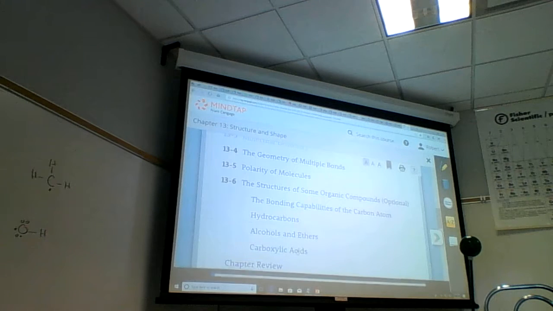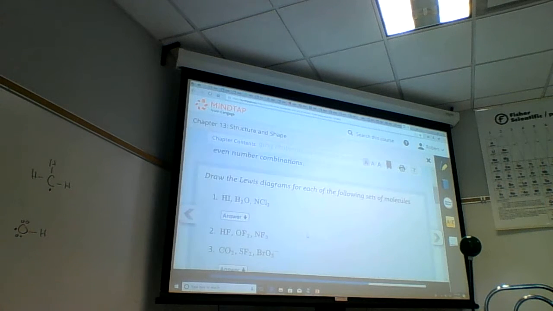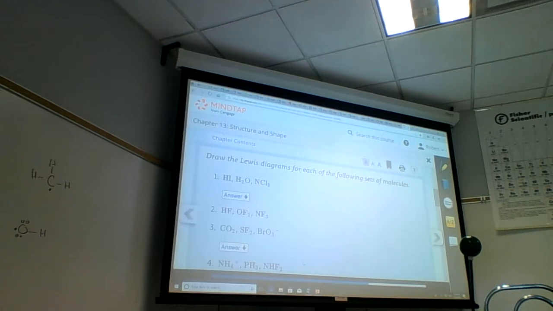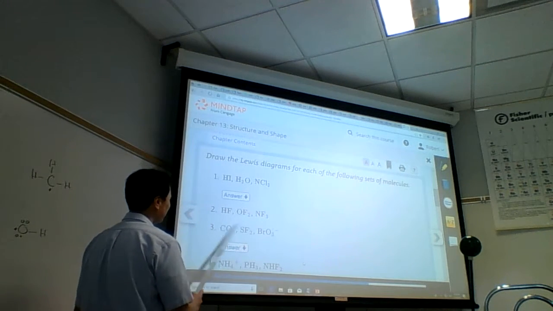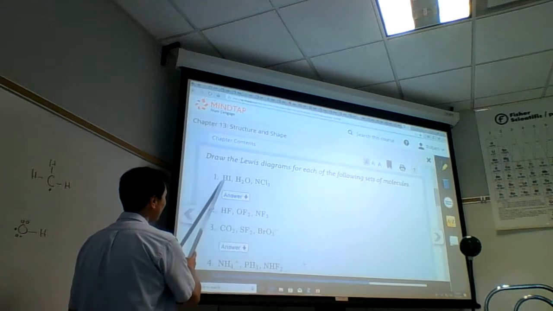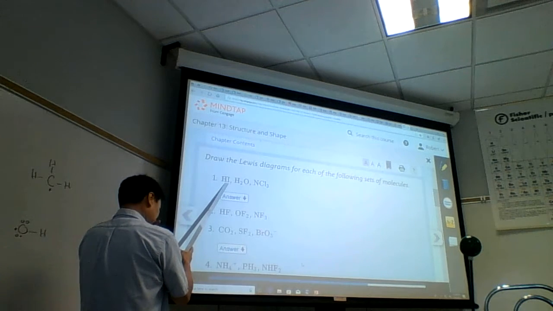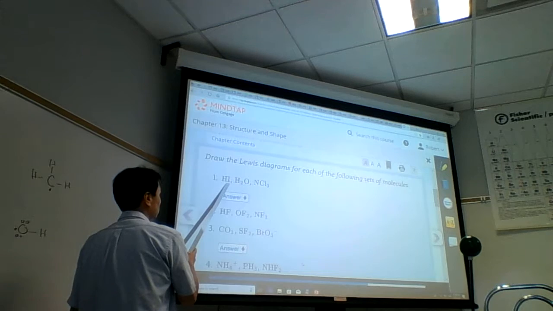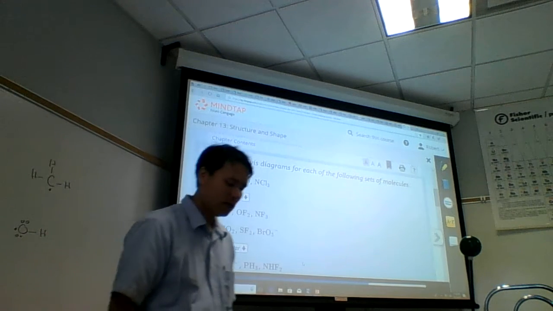See what we're dealing with. Drawing Lewis diagrams for these. Some small molecules and some ions here. Hydrogen. What do we call this one? Hydrogen iodide. Hydrogen iodide is very polar.